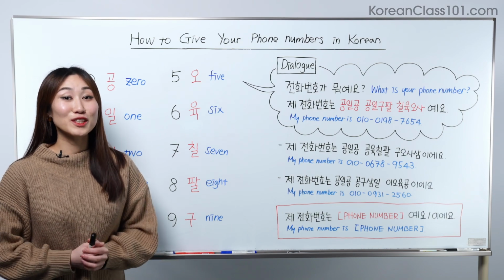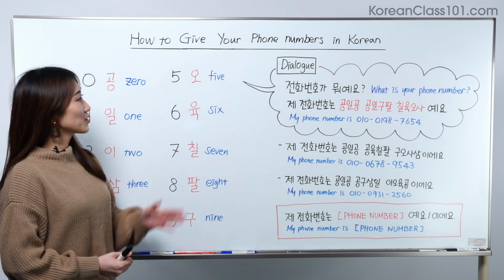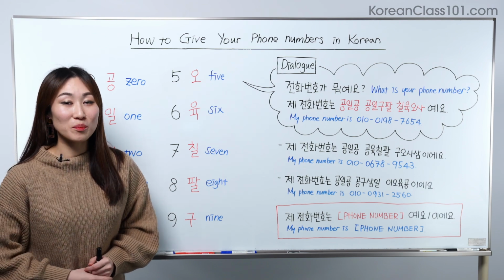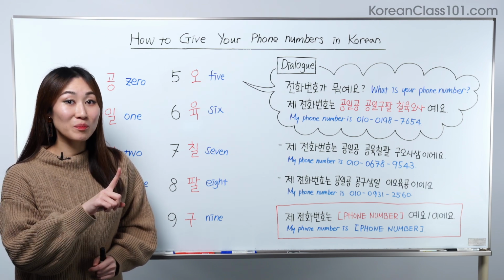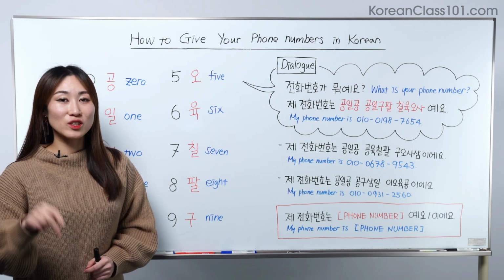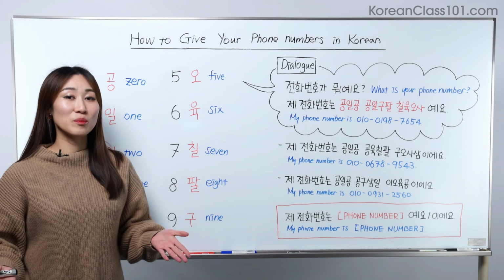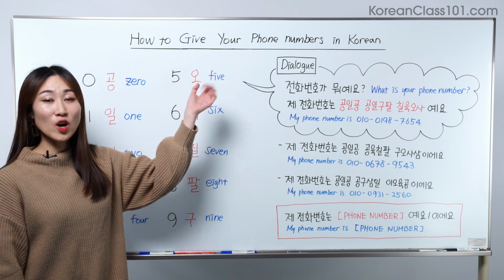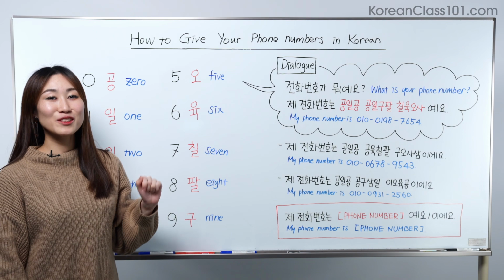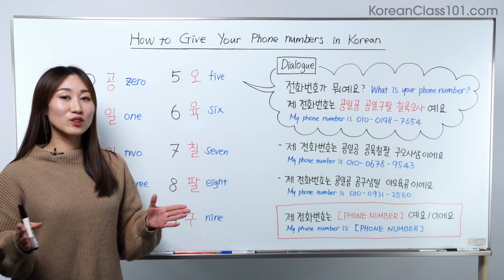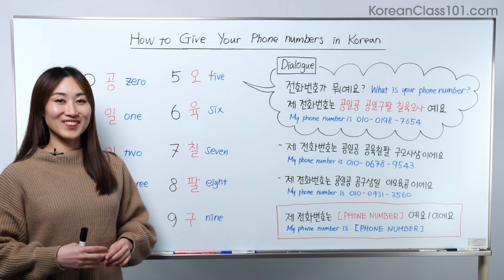Okay, so let's look at the Korean numbers. Before starting this, please remember there are two kinds of Korean numbers: pure Korean numbers and Sino-Korean numbers. Pure Korean numbers are often used with counters. Sino-Korean numbers are used, for example, for phone numbers or room numbers. And today we are going to look at the Sino-Korean numbers, which are the numbers from Chinese characters.